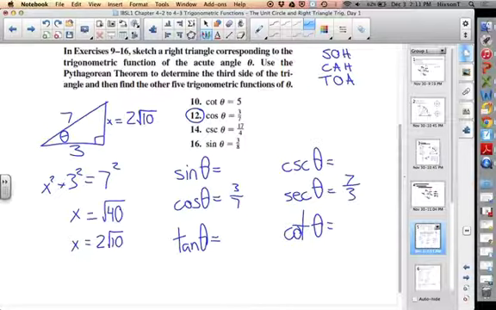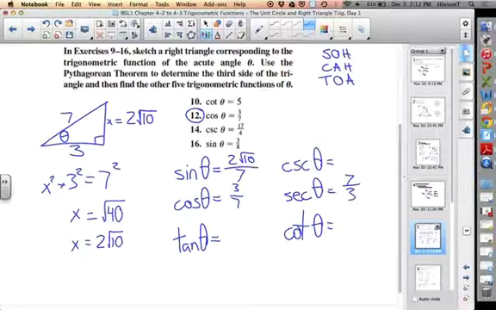All right, so now what's sine? Opposite over hypotenuse: 2 root 10 over 7.